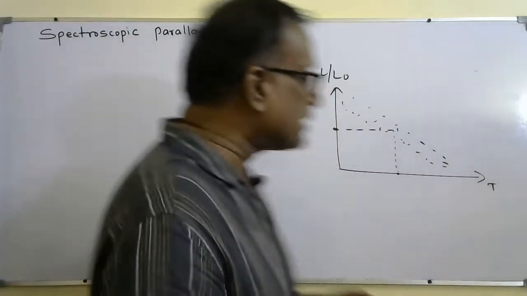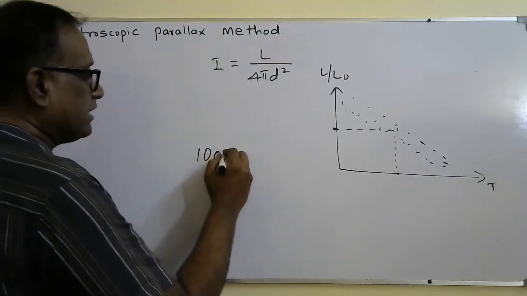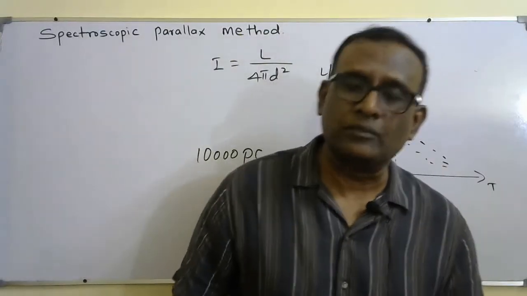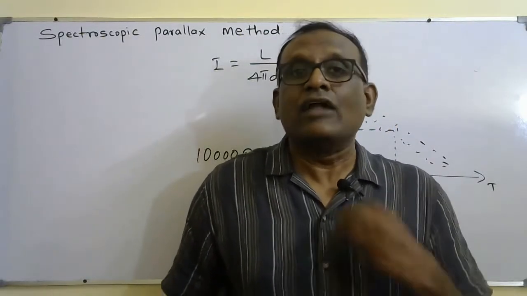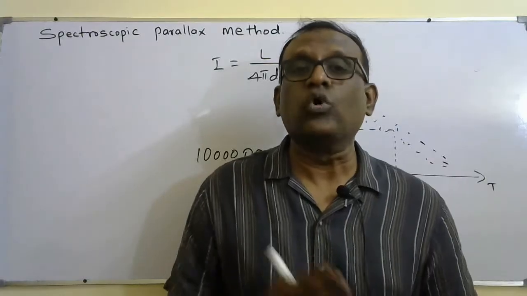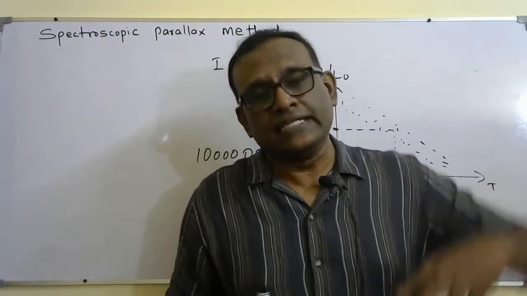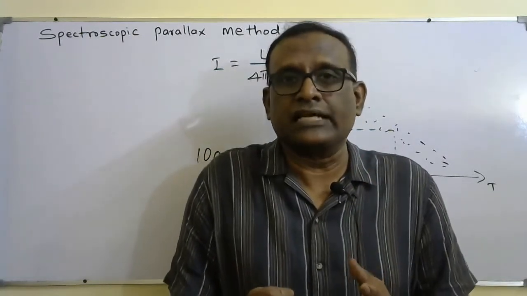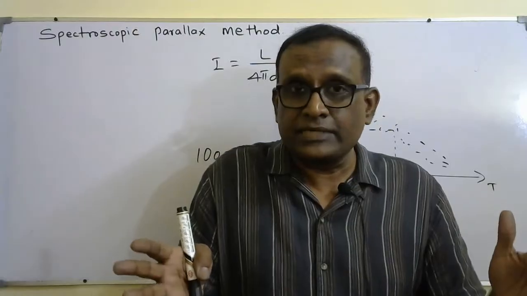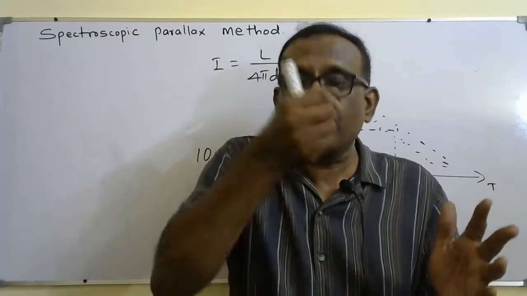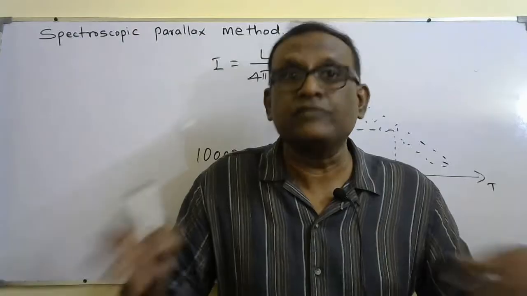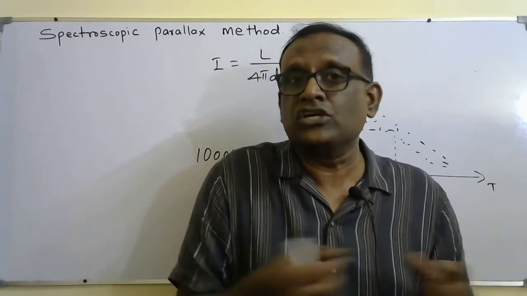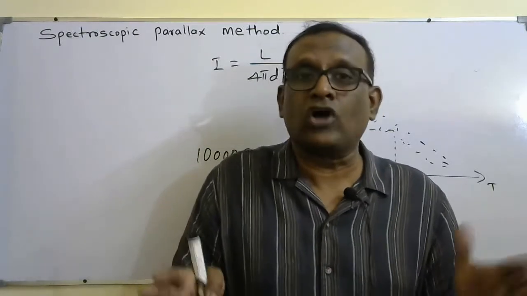This method can be used up to a distance of 10,000 parsec. So if the distance becomes more than 10,000 parsec, what problem occurs? The problem is there will be difficulty in identifying the most intense radiation. You know that when the distance increases, the intensity of the radiation decreases. So here we are focusing the telescope and dispersing it. After dispersing it, we are measuring the intensity of each and every wavelength, and we are identifying the most intense wavelength.